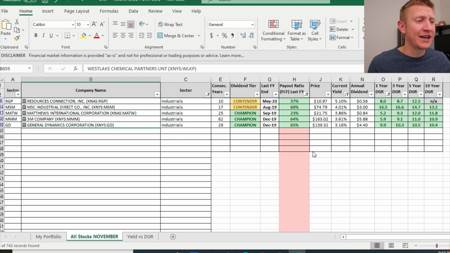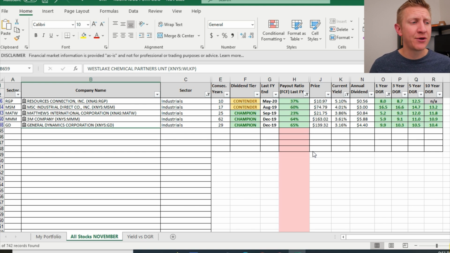We've got Resources Connection Incorporated, a dividend contender, 10 years of consecutive dividend payments that are growing. MSC Industrial Direct, which is a company that's in my own portfolio. You should know that. A dividend contender, 17 years, yield right now 4.01%. And look at that dividend growth rate for this company, 16.5, 16.6, 14.7. Super happy that this stock is in my portfolio.